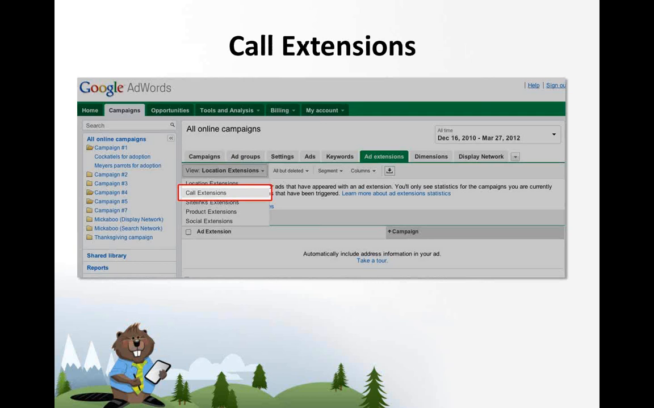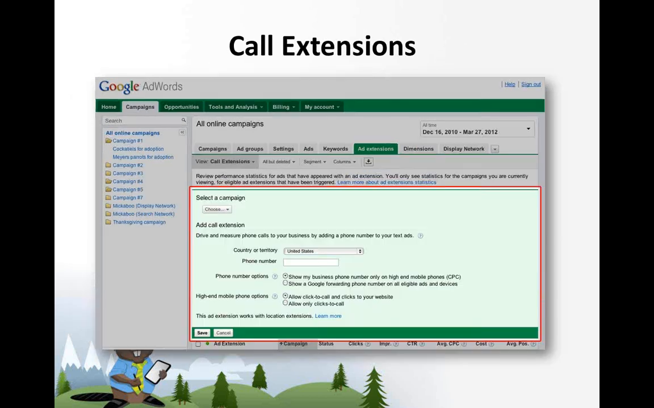All right, so this is setting up the call extension. You'll notice the AdWords screen. Within Ad Extensions, you click on the Call Extensions button. You put in a new extension, and then you put in the call extension phone number. As I said, the benefit of this is going to allow you to gather data on the calls.